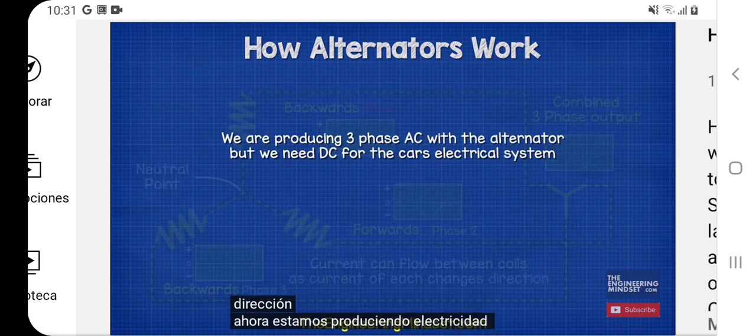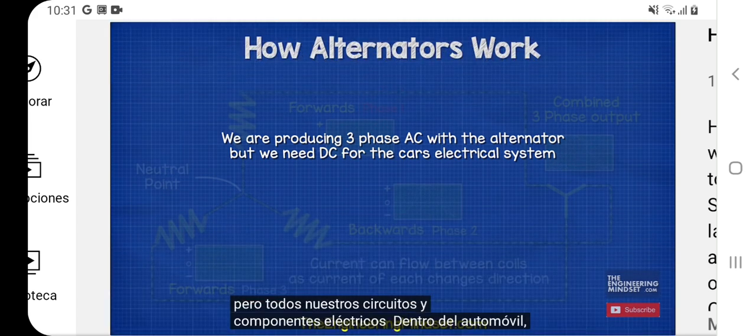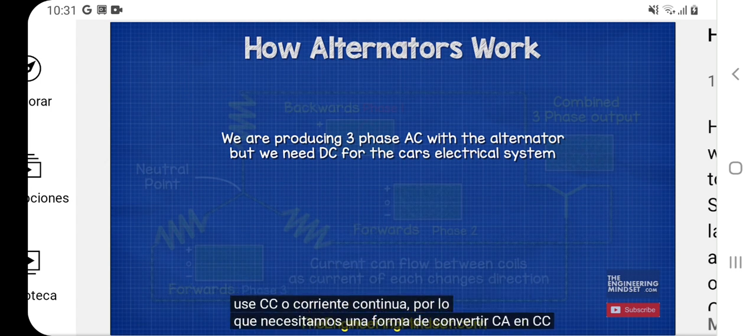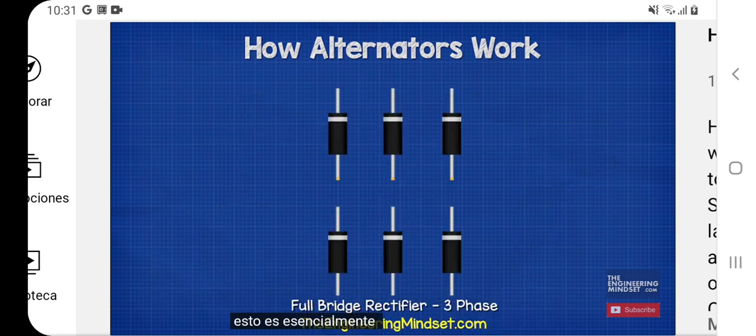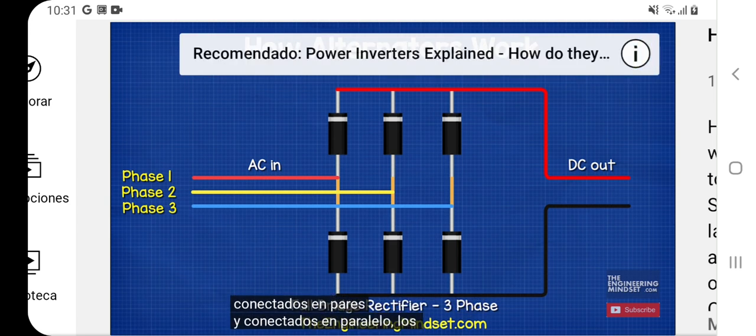Now we are producing 3-phase AC electricity, but all of our electrical circuits and components within the car use DC, or direct current. So we need a way to convert AC to DC, and for that we use a full bridge rectifier. This is essentially just 6 diodes connected in pairs and wired in parallel.